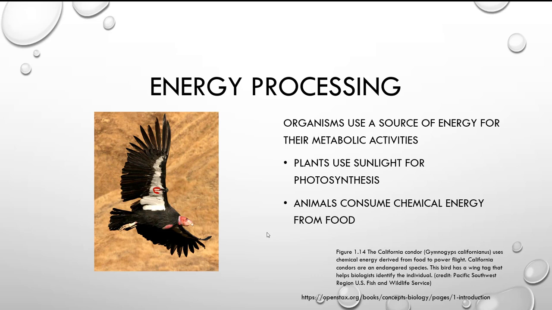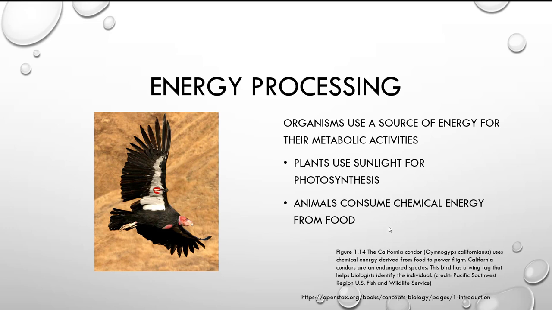Animals, we can't do that, right? We can't just sit out in the sun and make sugar from that. So we have to consume the chemical energy through eating, and then we can take the chemical energy from our food and convert it into cellular energy.